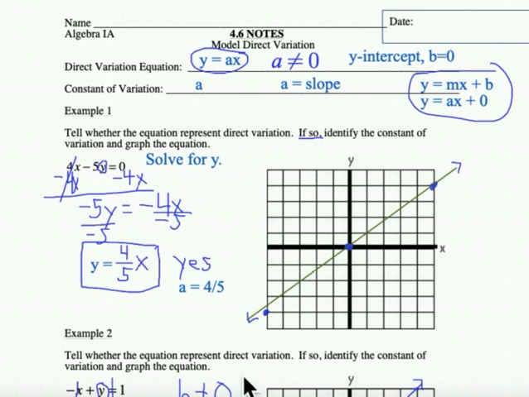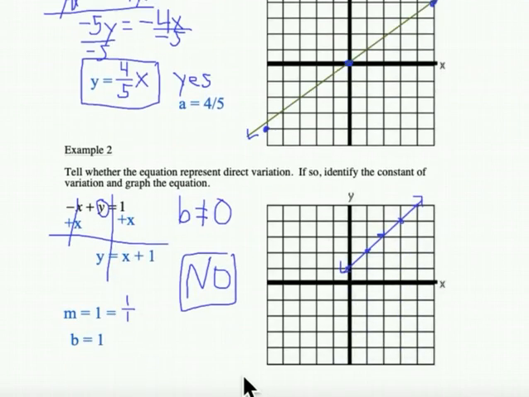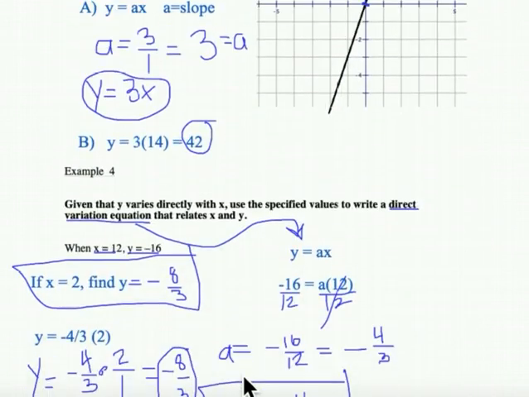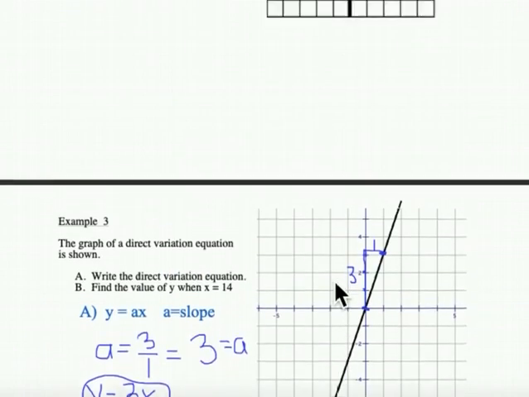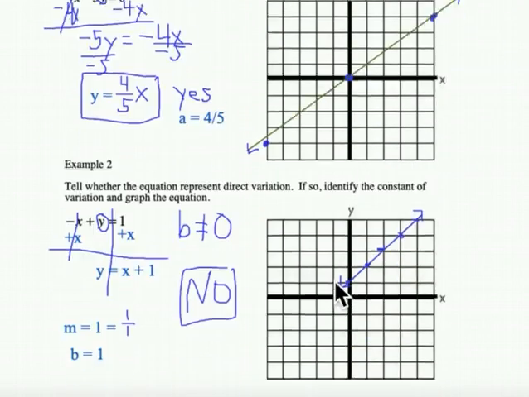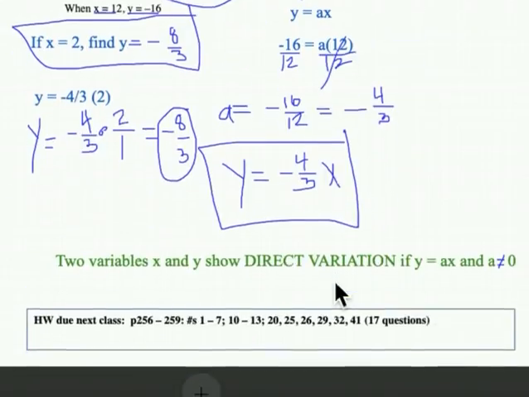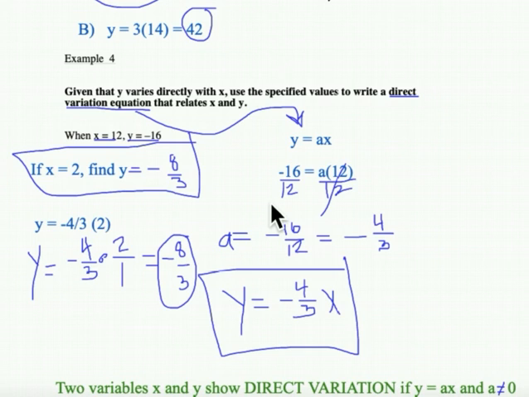Okay, last thing that I'm going to have you write in these notes is going to be on the back side. I want you to just write this definition: two variables, x and y, show direct variation if y is equal to a times x and a does not equal 0. This is actually the answer to one of your homework questions from pages 256 to 259. When you do this homework assignment, please make sure that you have these notes in front of you, because the problems that you're asked to do are exactly like these examples.